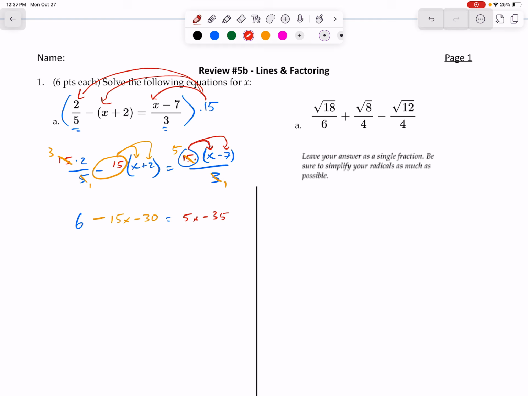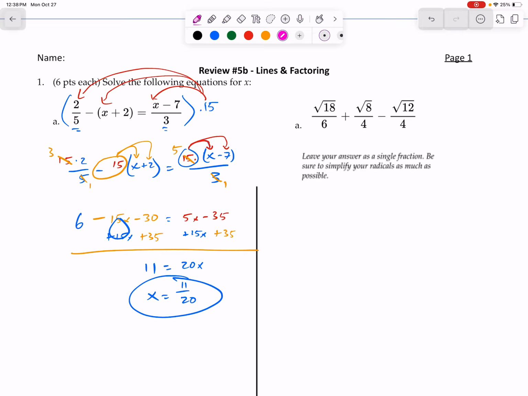All right, let's clean this up. I think I'll put my x's on the right-hand side. So plus 15x plus 15x and plus 35 plus 35. So on the right side, I get 20x, and on the left side, let's see, those go to 0. Minus 30 plus 35, I think that gets me 11, right? I should look at my other work. Yep, 11. So that means x equals 11 over 20.